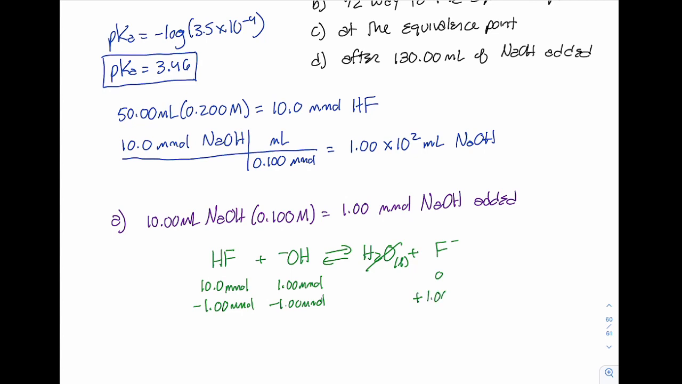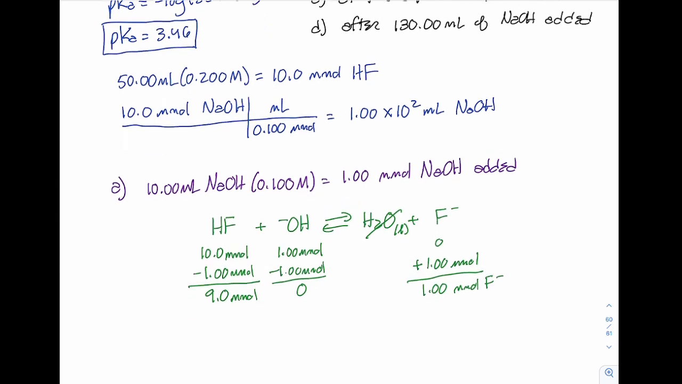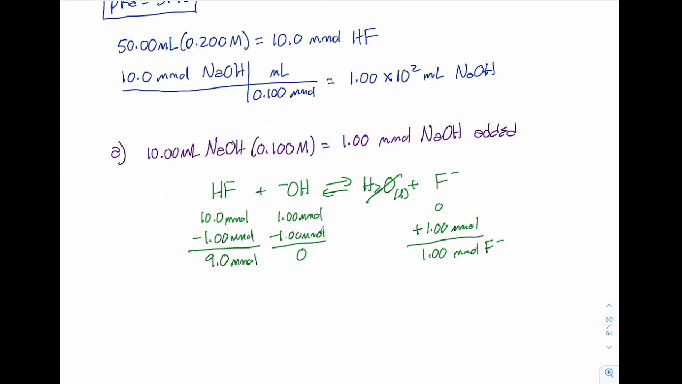Add it to the other side. So when I subtract this one, I have 9.0 millimoles of hydrofluoric acid. All of my hydroxide ions have been neutralized, so that goes to 0, and I have 1.00 millimoles of my fluoride ions. So what I have is a buffer solution, right? Anytime I have my weak acid and its conjugate base, I have a buffer solution.